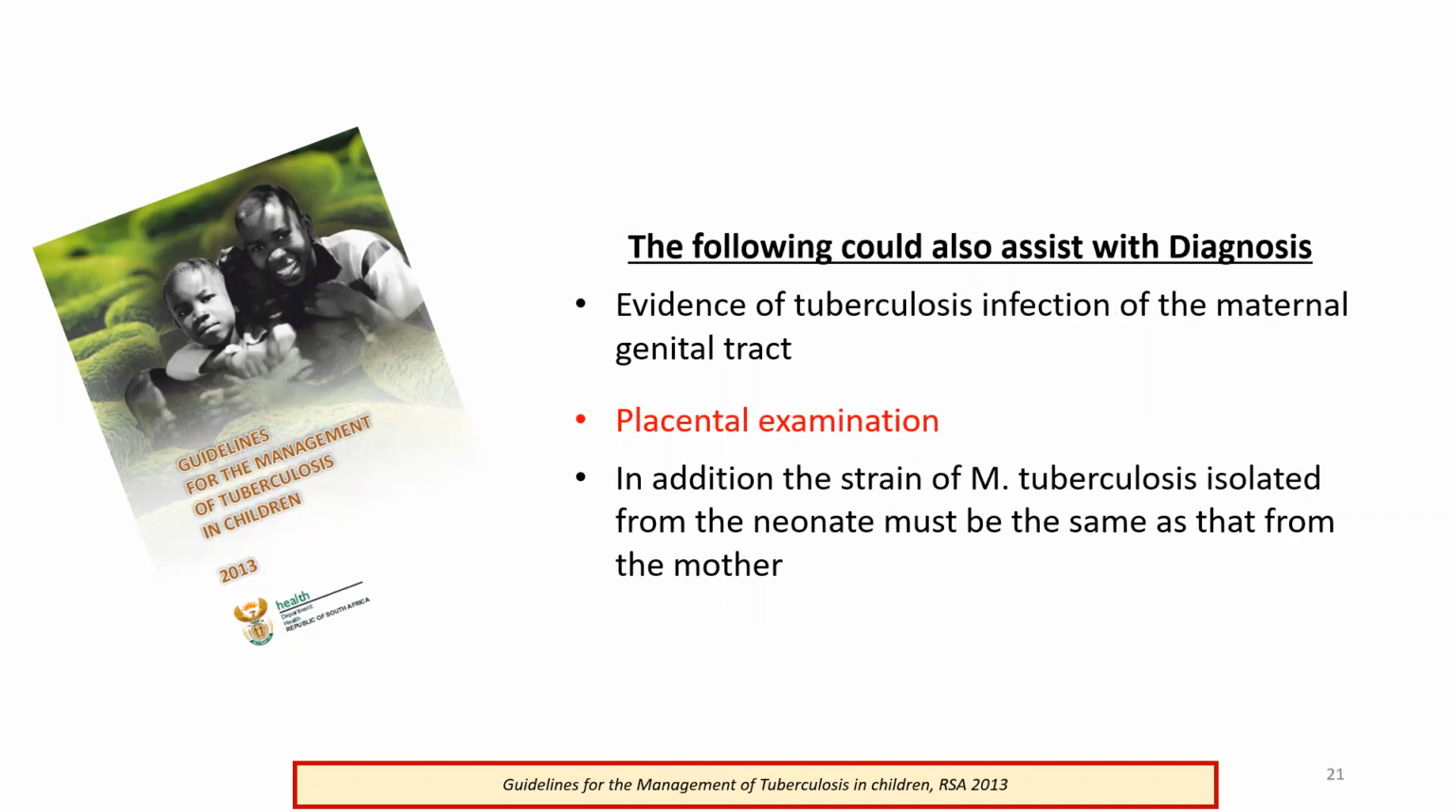Other measures that could also assist with diagnosis are evidence of TB infection in the maternal genital tract. If you see any abnormalities in the genital tract of the mother post-delivery, also remember to examine the placenta. If you see any abnormalities on the placenta, that could also be a giveaway. The other one is that the strain isolated from the neonate must be the same as that from the mother, to prove that it's congenital, or that the baby got it from the mother.